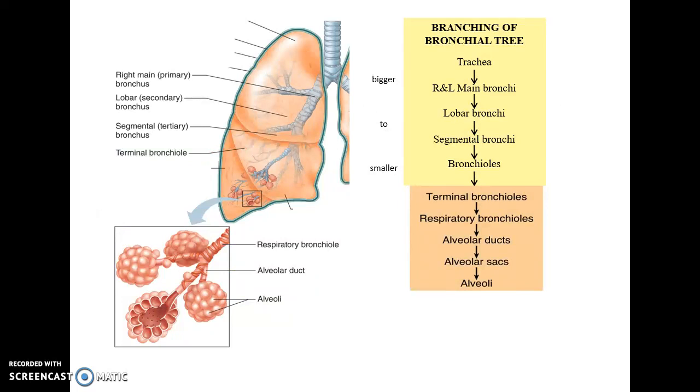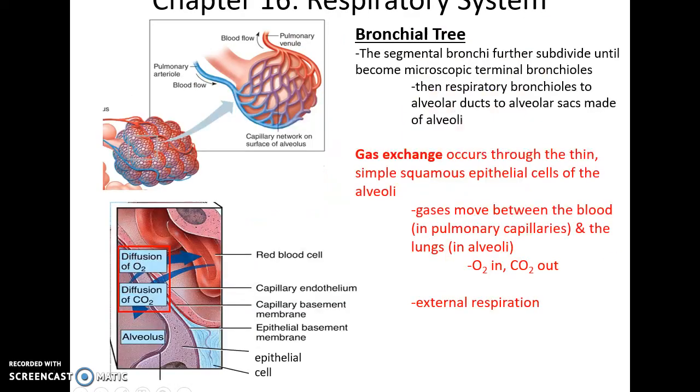So, movement of air goes from trachea to the main bronchi, to the lobar bronchi, to the segmental bronchi, to many more smaller bronchi, to the bronchioles, which are microscopic, which finally become the terminal bronchioles, which then has the air enter the respiratory bronchioles, the alveolar ducts, to the alveolar sacs, to the individual alveoli.